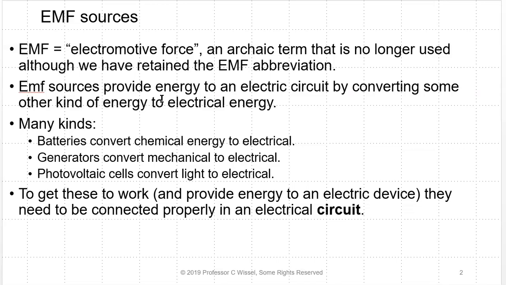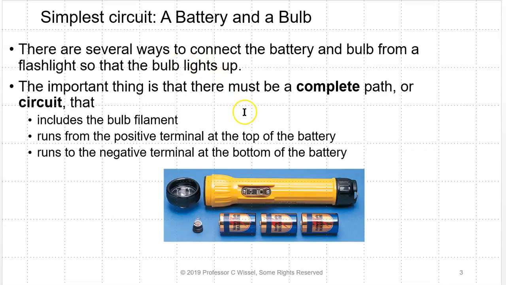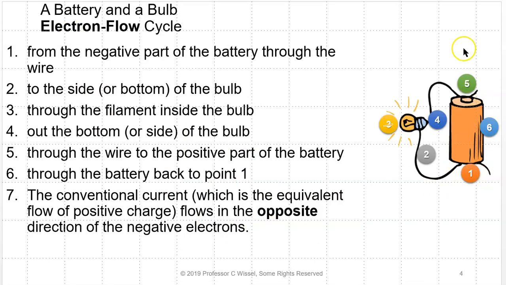To get these to work and to provide energy to an electric device, they need to be connected properly in an electrical circuit. There are several different ways to connect the battery and bulb from a flashlight so the bulb lights up. The important thing is that there must be a complete path or circuit that includes the bulb filament, runs from the positive terminal at the top of the battery, and runs to the negative terminal at the bottom of the battery. Now here, of course, is a battery and a bulb and some wires.